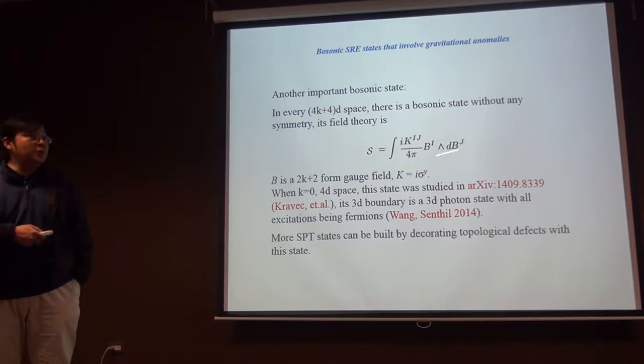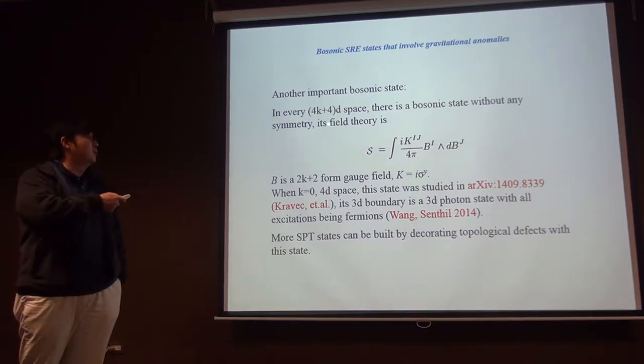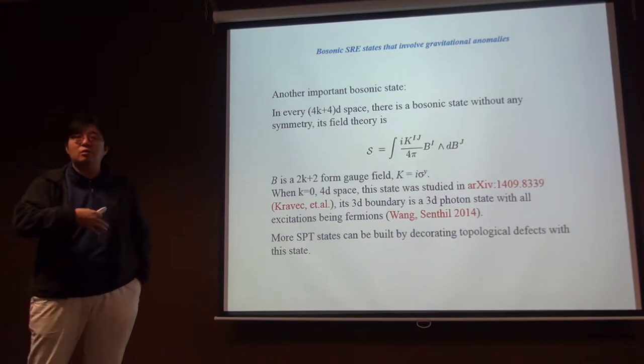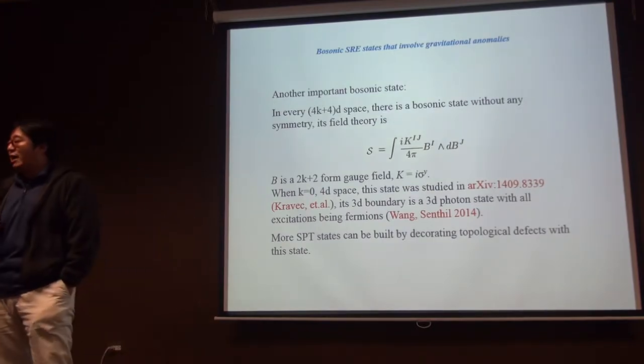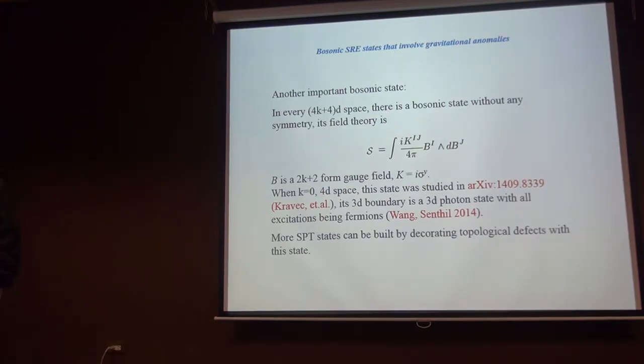But this field theory can generalize to all 4k plus 4 dimensions. There's no problem with that. So this means that in every even dimension, we have the base states. The base states are bosonic short-range entangled states, or bosonic invertible topological orders without any symmetry. In every 4k plus 2 dimension, those states have Z classification, but in every 4k plus 4 dimension, those states have Z2 classification. Okay, they are described by this equation and also the equation I showed you before.